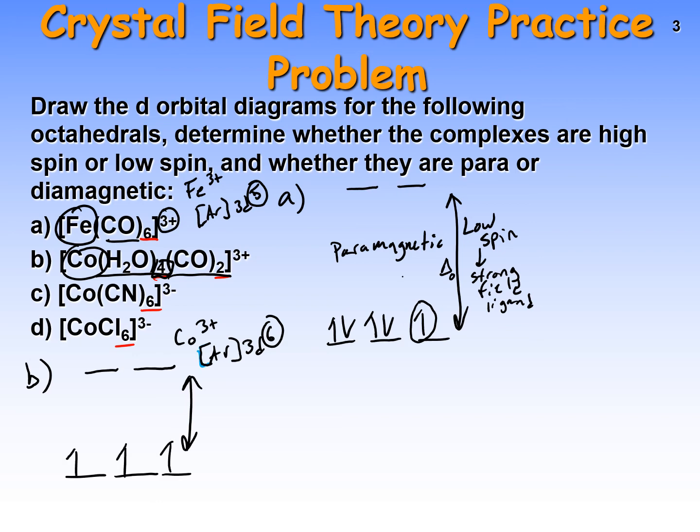And because we're going to err on the side of high spin due to the large number of weak field water ligands, we're going to go up, up, up here. And I got 1 more, goes down there. So this is the high spin version. It is still paramagnetic. And again, high spin due to weak field ligands.